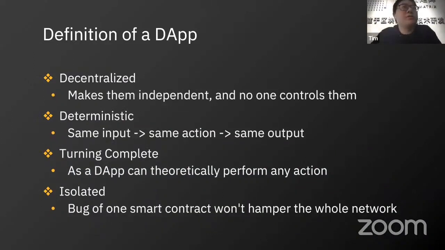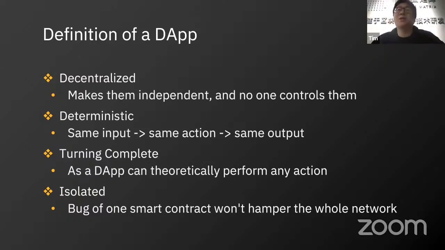All right, so there are some definitions of decentralized apps. First of all, it's decentralized. So they're independent and no one can control them. That's quite important. The second one is deterministic, which means that the same input, the same action, always results in the same output, given the same state. So if we apply the same input into a certain block with the same action, we always get the same output. It's Turing complete, so theoretically, they can perform any action.